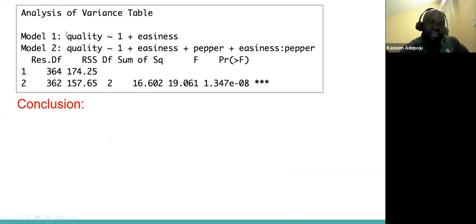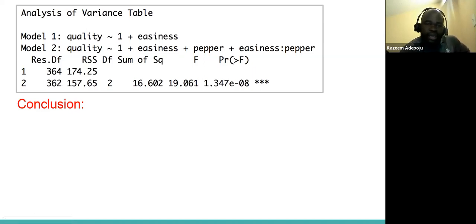So what you have here, you're going to see an analysis of variance table. And in the result, you're going to see model 1. It's going to tell you what you have in model 1, which is the simple model. And it's going to show you what you have in model 2, which is the complicated model. And you know what? This is what you should focus on. You're going to focus on this and this. This is the value for the F test that we talk about.